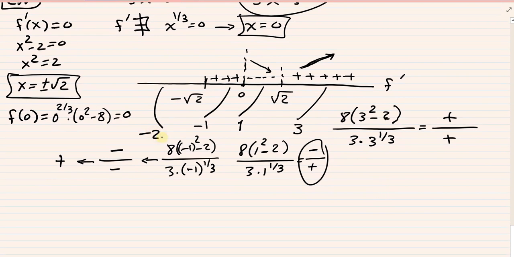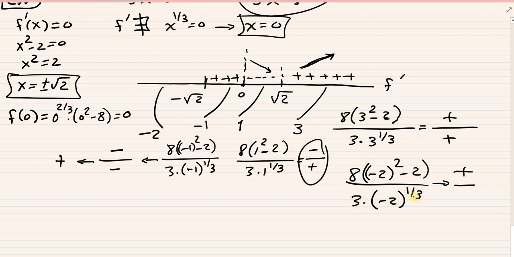If you pick negative 2, again a quick check, negative 2, 8 times negative 2 squared minus 2, that's going to be positive, right? Because negative 2 squared 4 minus 2 is positive. The denominator is going to be negative, right? Because you have 3 times negative 2 to 1/3, which is cube root of negative 2, that's negative. The ratio will be negative. So you have negative, negative, negative. So coming from the left, the function decreasing, slope positive means increasing.